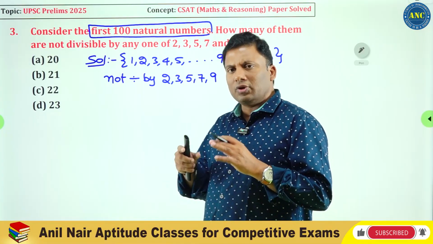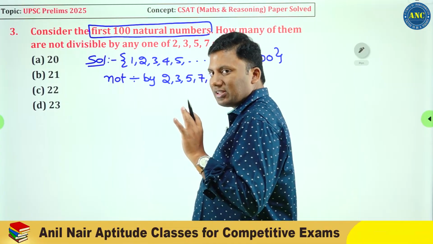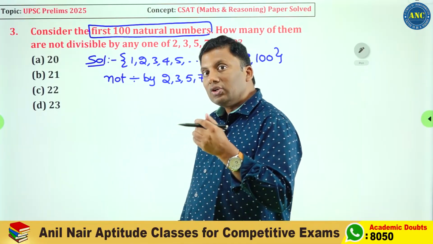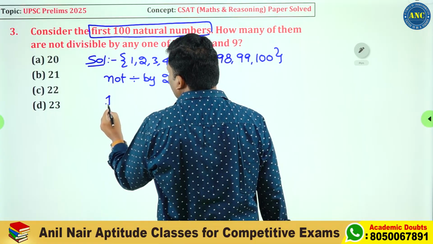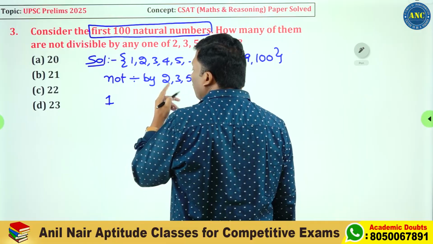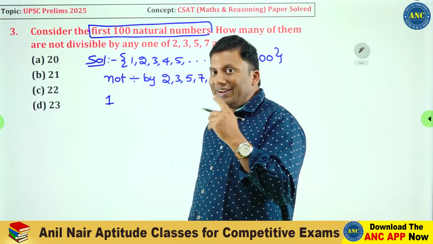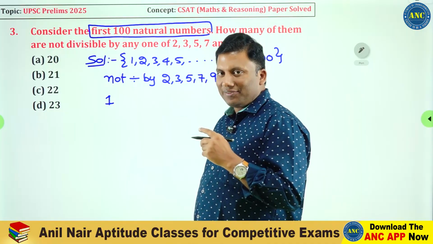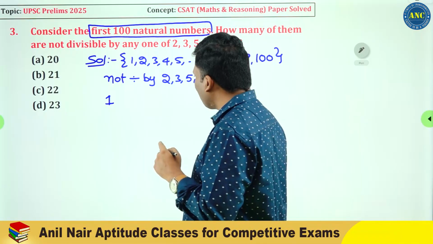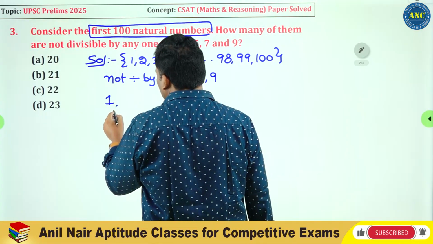Simple thing, assume you are a non-maths student. We will do it with a simple counting process. After a few numbers, you will understand the process. 1 will divide every number, but 2 will not divide 1. 3, 5, 7 and 9 will not divide 1. So 1 will be there in the answer.